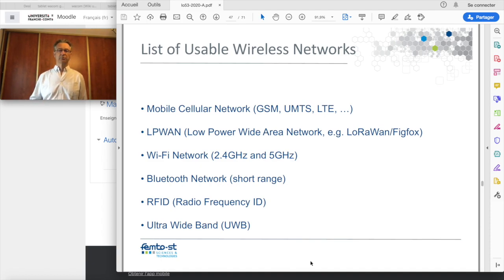We can also use Bluetooth network, like for identifying proximity of people using the StopCovid application, for example. You can also use RFID and ultra-wideband frequencies.